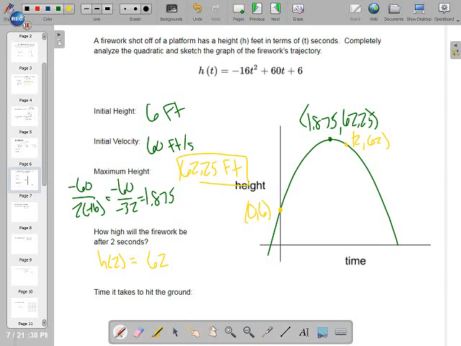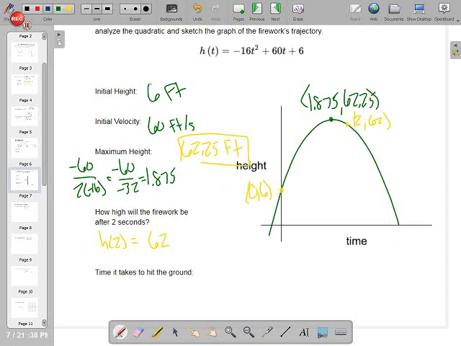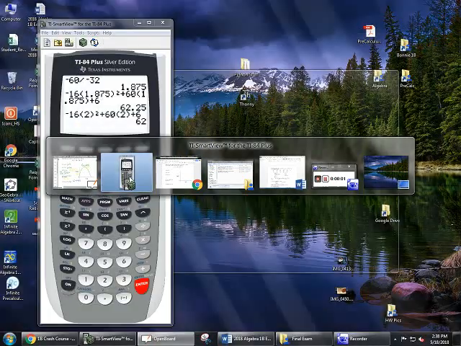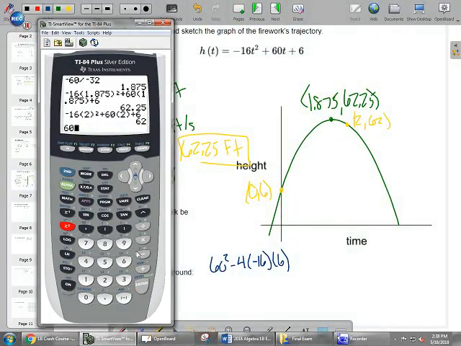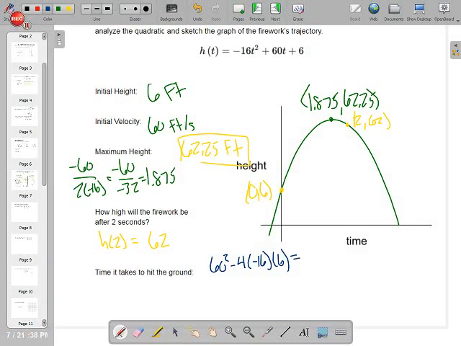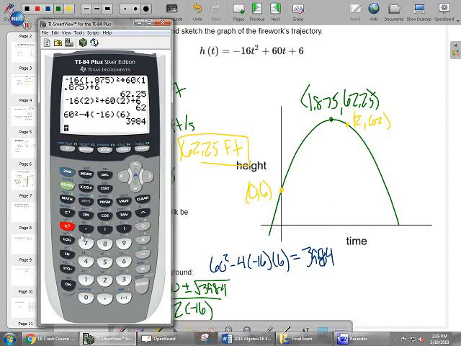And to do that, we're going to need to do the quadratic formula again. So I'm going to say the discriminant, again, I like to find that first, b squared minus 4ac. So to find the discriminant, I'm going to type in 60 squared minus 4 times negative 16 times 6, which is 3984. I'll go ahead and fill in the rest of the quadratic formula, the opposite of b, plus or minus the square root of that discriminant, 3984, over 2a.